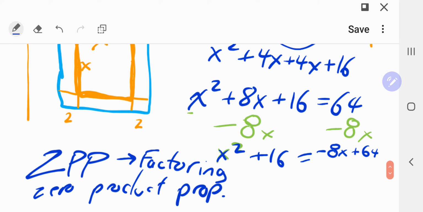And what else can we use? We can use something called complete the square, which we might get to. So you make a square.